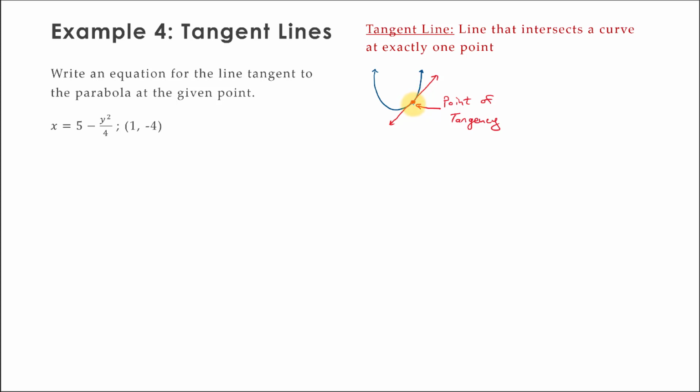Now understand that when I have a tangent line with this parabola, I've got a point here, and it is going to form this triangle.